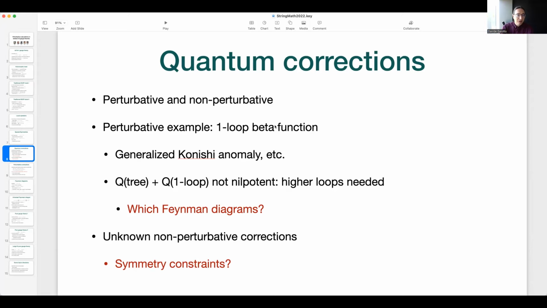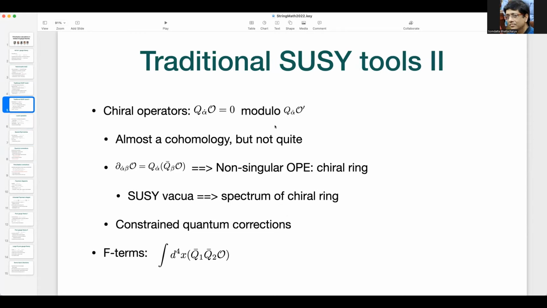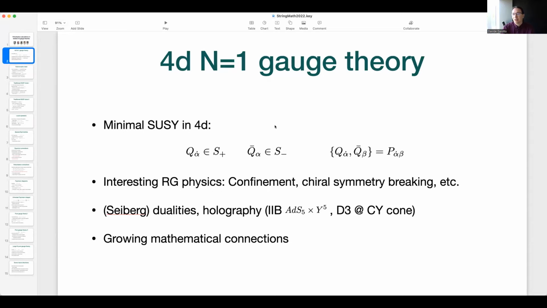Yeah, so my question is related. For the chiral ring, since the supersymmetry operators are not nilpotent, I mean, they don't square to zero. Yes, they do. They square to the momentum operator, right? No, as you see, the anticommutator of Q and Q bar gives the momentum, the translation generators. But Q1 and Q2 are both nilpotent.